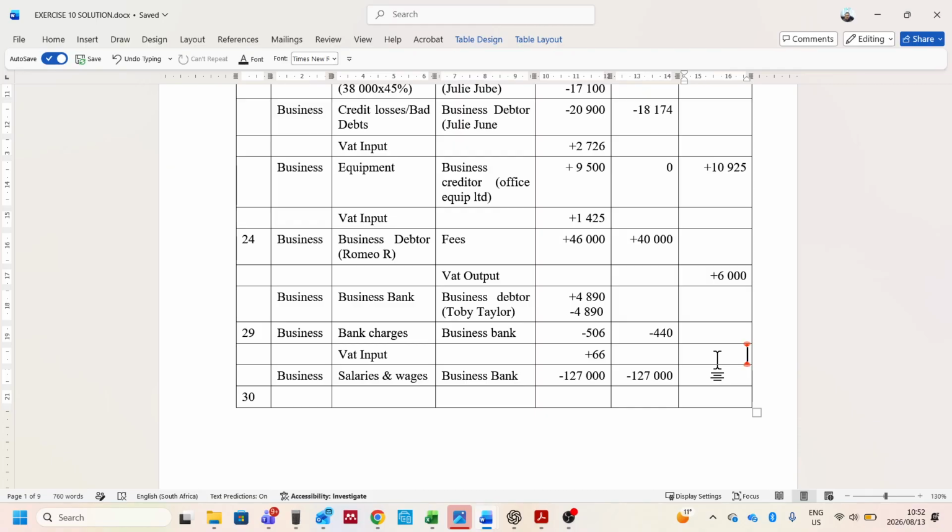No, we are charged VAT by the bank. So the bank charged us 440 for their service. Then for that 440, they need to include VAT. So when they include VAT, the total bank charges come to 506. So within this 506, there is VAT charged. That VAT, we're going to claim back from SARS.